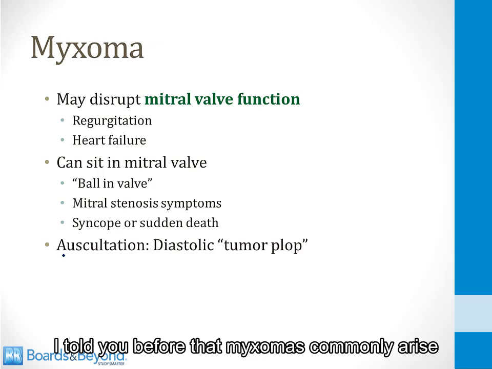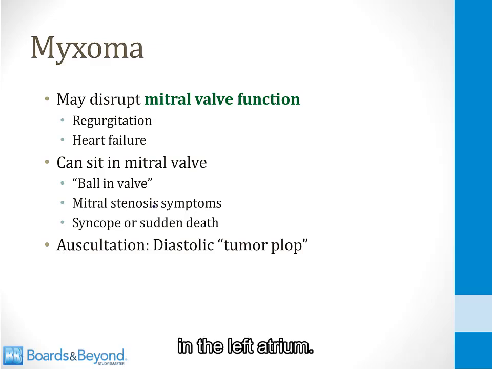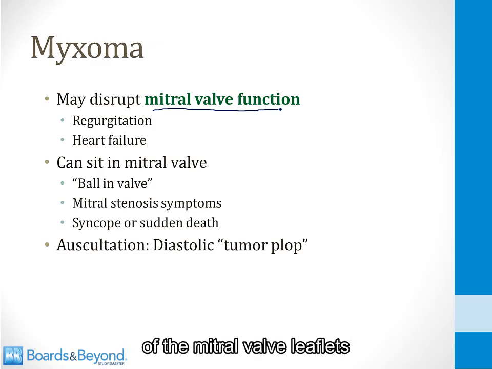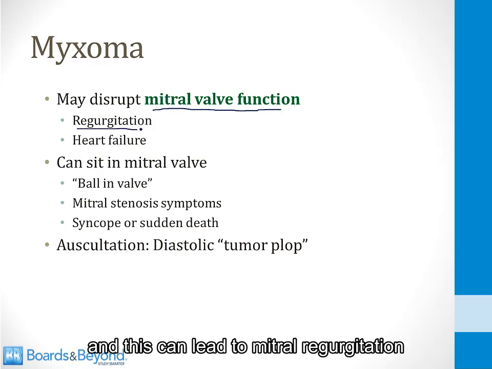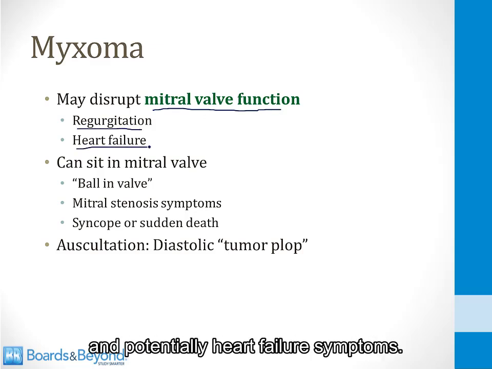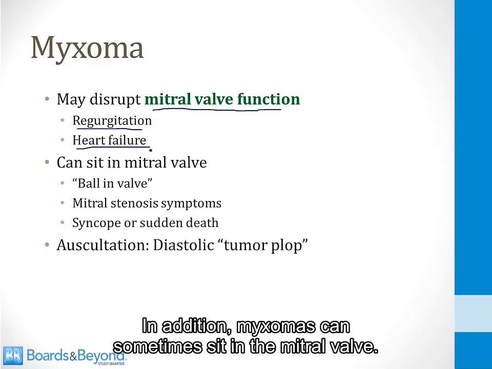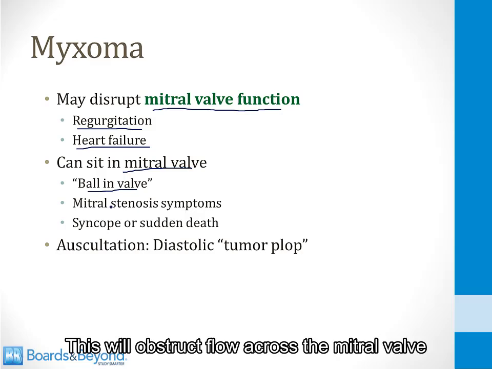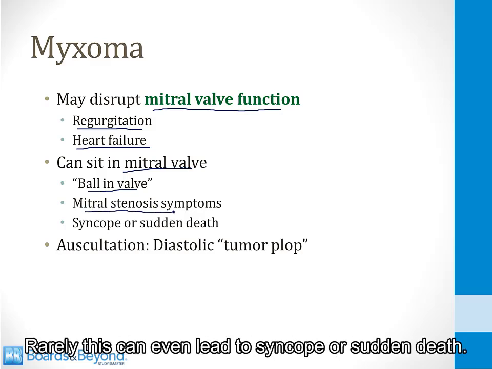I told you before that myxomas commonly arise in the left atrium, and if they are big enough and mobile enough, they can potentially disrupt mitral valve function. They can interfere with the closure of the mitral valve leaflets, and this can lead to mitral regurgitation and potentially heart failure symptoms. In addition, myxomas can sometimes sit in the mitral valve. This is called a ball-in-valve phenomenon. This will obstruct flow across the mitral valve and lead to mitral stenosis symptoms. Rarely, this can even lead to syncope or sudden death.